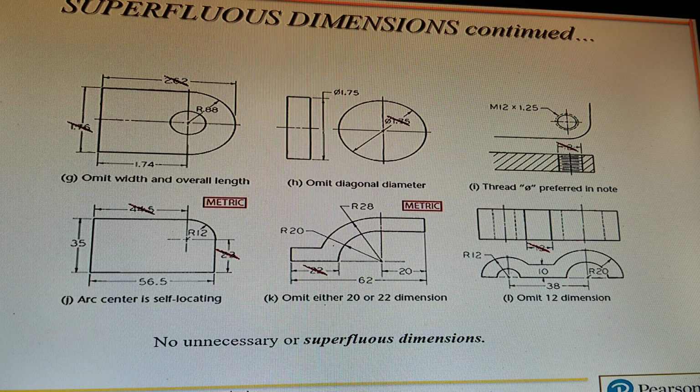And then, what is that? L? That center dimension there in the top view, it's not needed, because your radius of R12 and the radius of R20 is going to locate what that size of that line is in the middle.